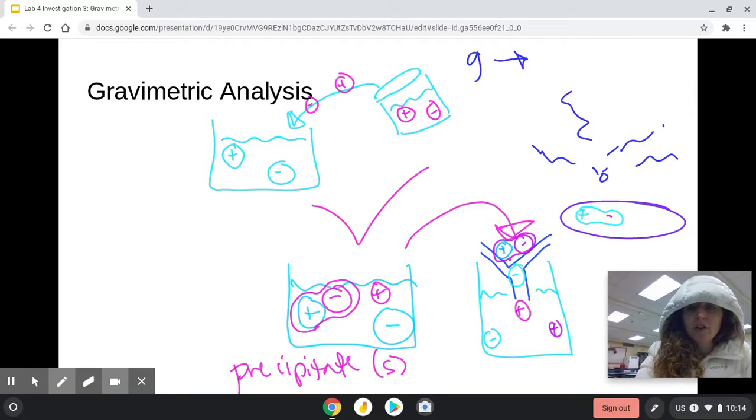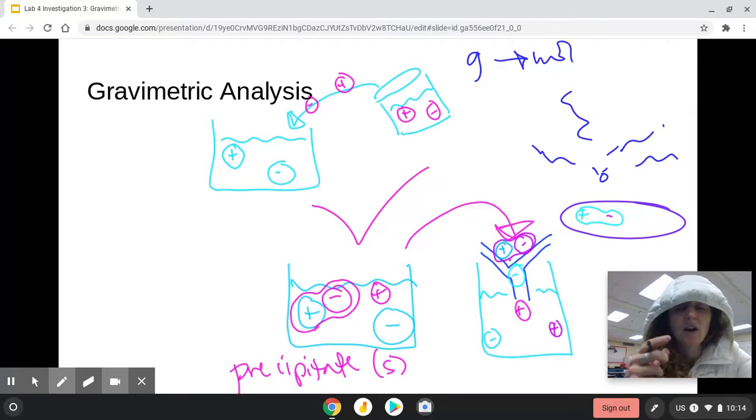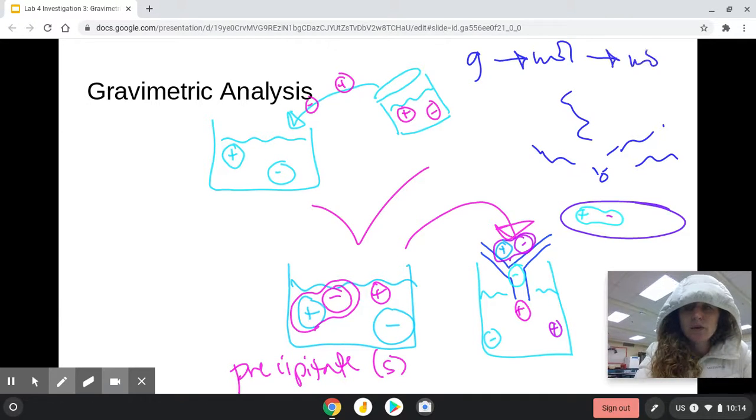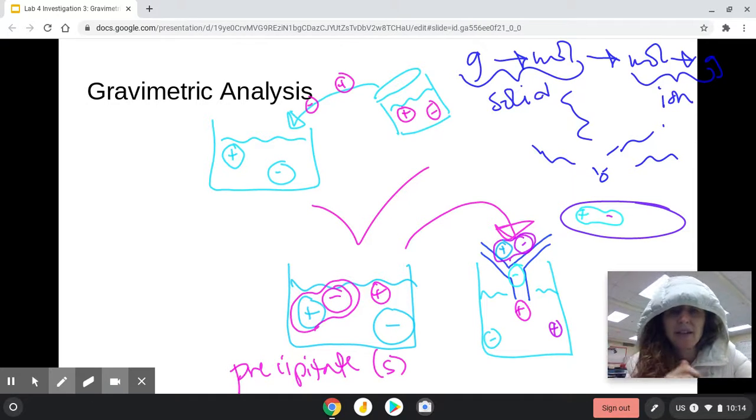We can convert that into moles of our ionic solid, and then we can convert that into moles or grams of our ions. And we can kind of back calculate to figure out what is the mass of the ions or the moles of the ions that were initially present in our water. So this is the concept of gravimetric analysis. I want to walk you through the practice procedure so that you can actually see it now. Let's go.